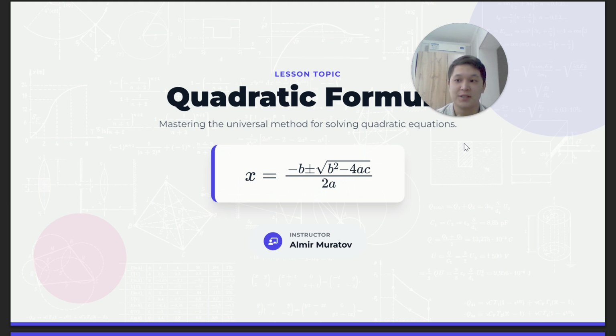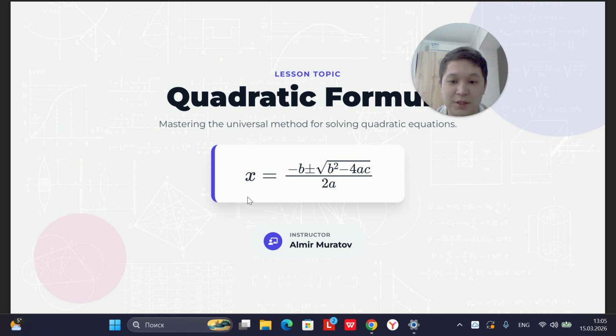By the end of the session, you should have knowledge about how to use this quadratic equation. So here we have the general formula of it. x equals minus b plus minus square root of b squared minus 4ac. We can also write it as the discriminant D, over 2a.